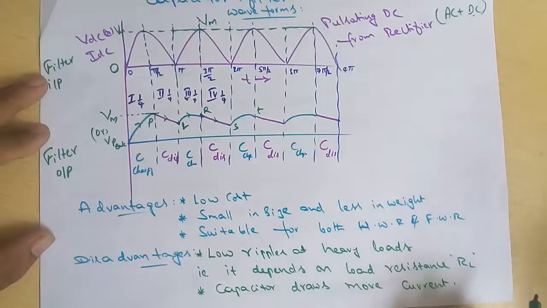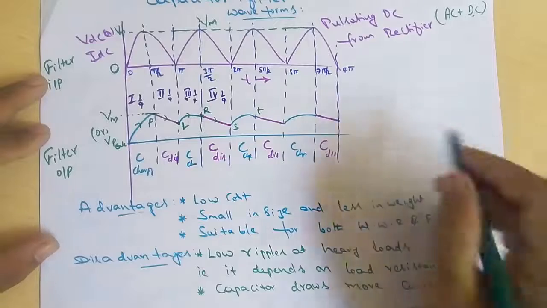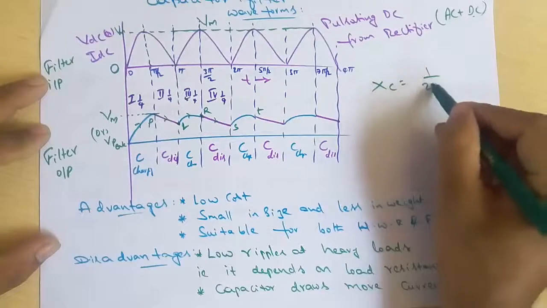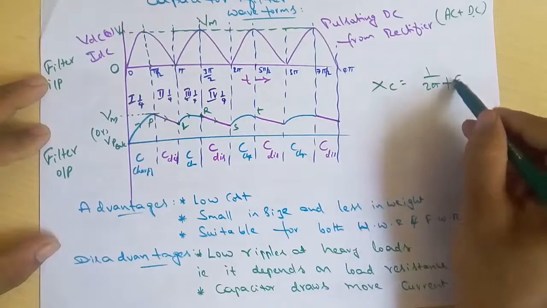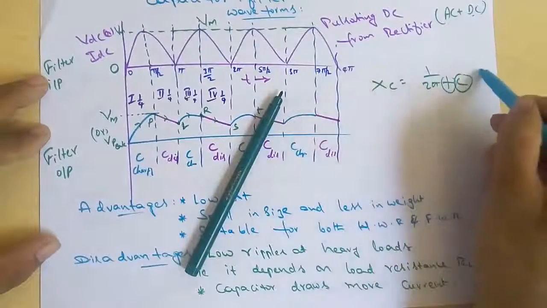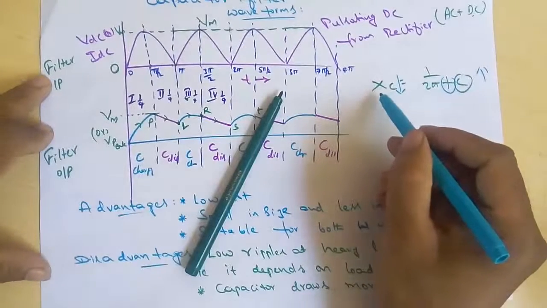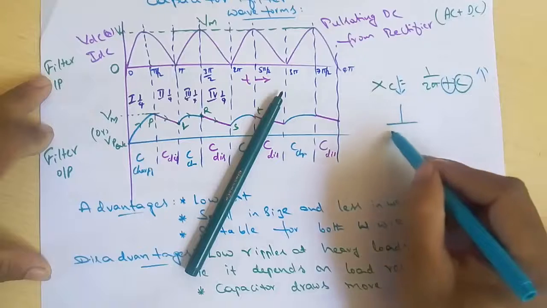The capacitor reactance XC is equal to 1 by omega C, that is 1 by 2 pi FC. It offers reactance. Reactance means what? It opposes the flow of AC. Whenever the value of C is very large and the frequency is also very large, XC decreases. XC decreases means it offers a low reactance path. That's why this is the capacitor.